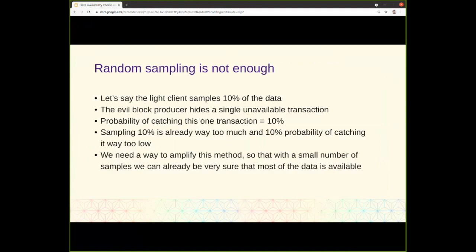So I'm going through a quick example here. If you sample 10% of the data, then the probability of catching the single fraudulent transaction is only 10%. And you see that 10% is already a lot of data, right? We want light clients to be much, much lighter than that. And at the same time, a 10% probability of catching it is too low. So we need some form of amplification so that this method becomes much more efficient.